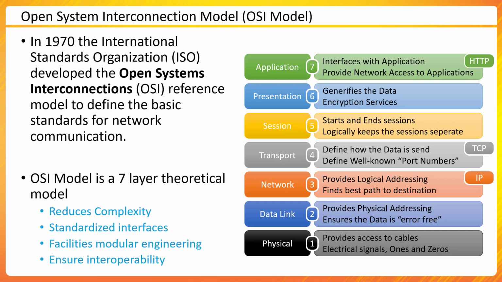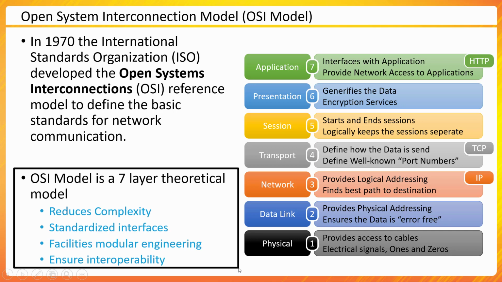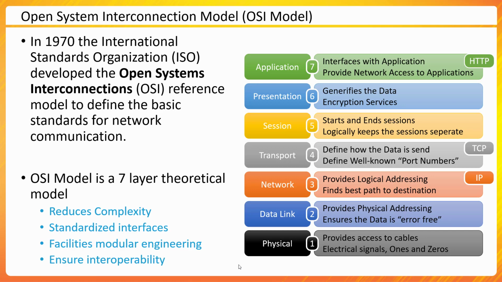OSI stands for Open System Interconnection, and it is a common theoretical model by which all network communication actually happens. It is theoretical, but it has divided network communication into 7 layers, and those 7 layers ensure that we are able to create interoperable applications, we standardize the interfaces, we reduce the complexity, and every protocol is expected to work at a specific layer.